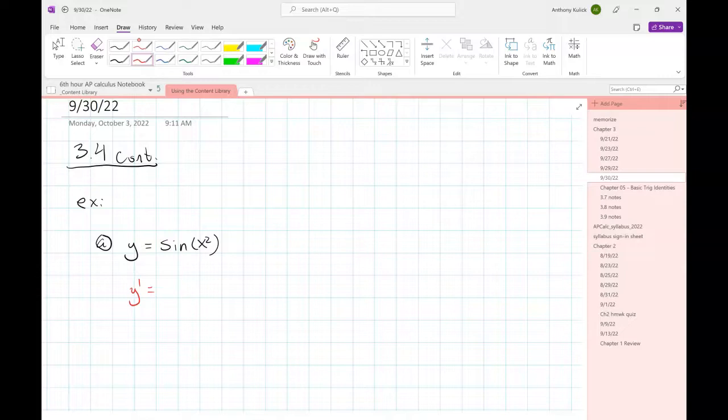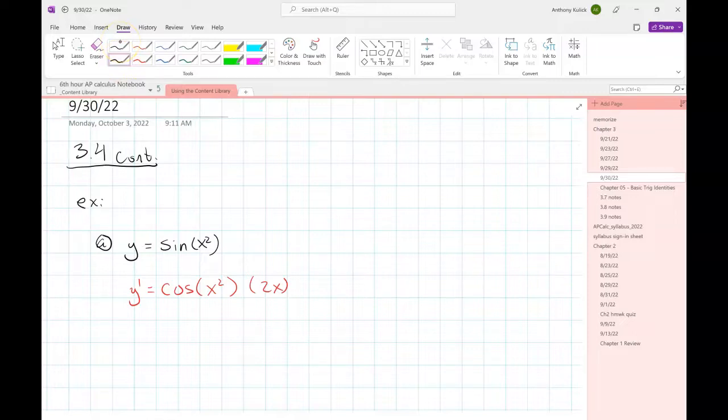So the derivative of sine is cosine, and whatever was inside just stays the same. And the derivative of the inner function would be 2x. And I'm done. That's the chain rule. So just the derivative of the outer times the derivative of the inner. That's it.